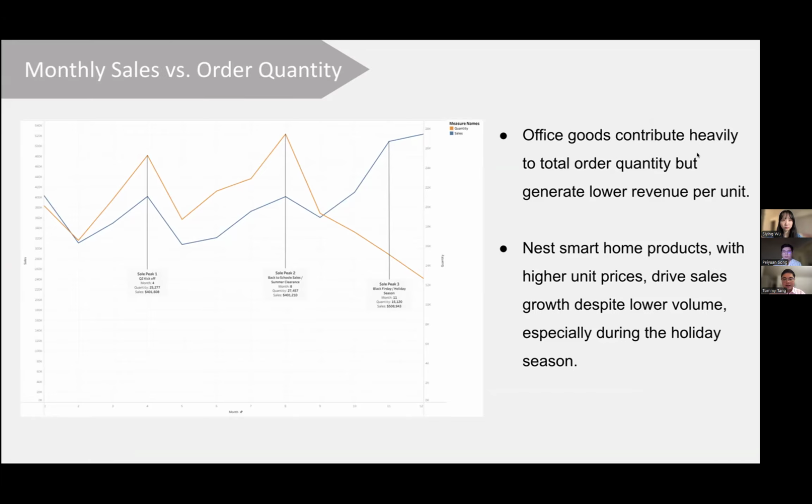And the total sales went up in quarter four because the order quantity for the Nest product, which has the highest sales price, went up. And that may be because people are very likely to purchase them as holiday gifts. And this explains why there's an increase in overall sales, despite the lower total units sold in quarter four.